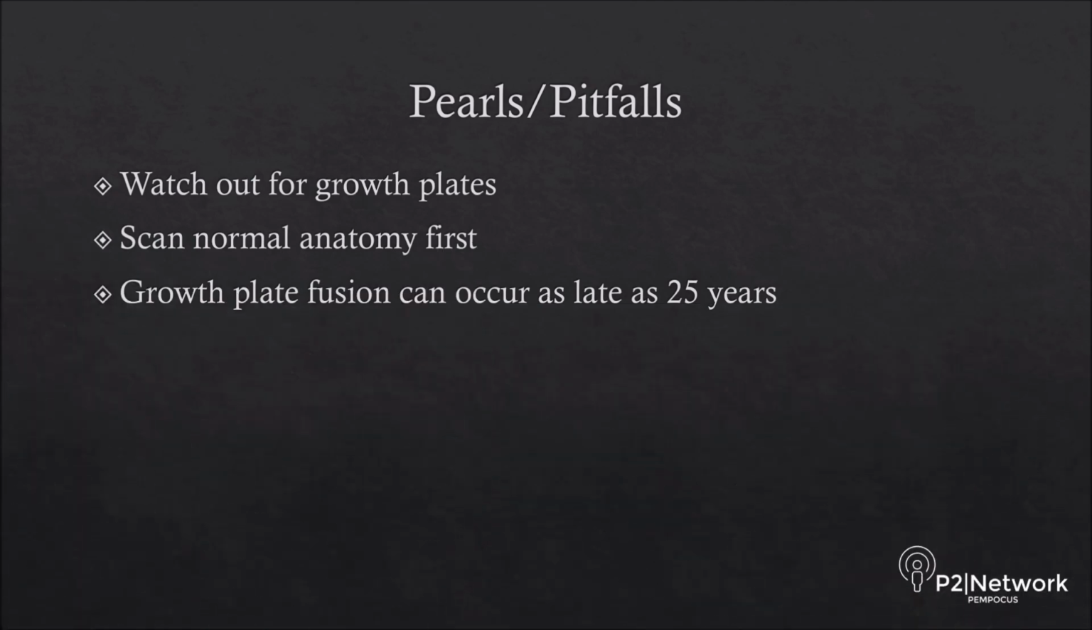Pearls and pitfalls. So the trick when looking at the sternum is to watch out for growth plates because some of these kids don't fuse until they're 25 years old. So that's pretty much everyone you're going to be seeing in your pediatric emergency room. Again, scan from normal anatomy to abnormal first. That way you can see what normal looks like. And if you are unsure if it's normal anatomy versus a fracture, you can always go back and look at normal first.